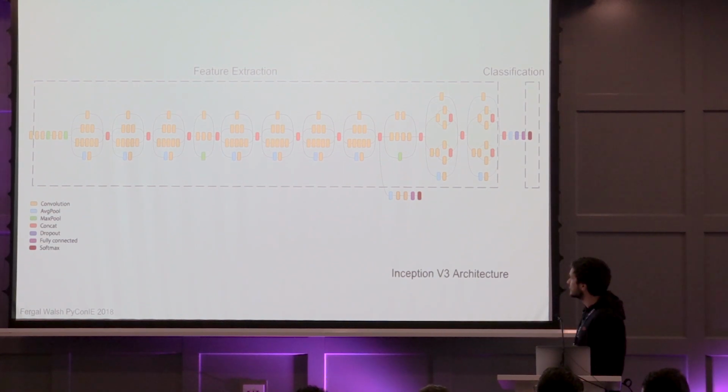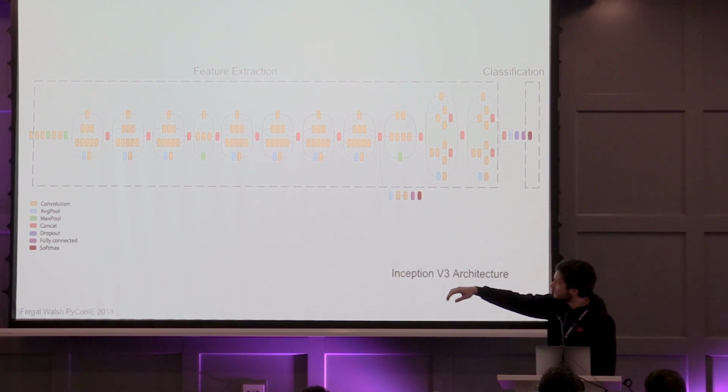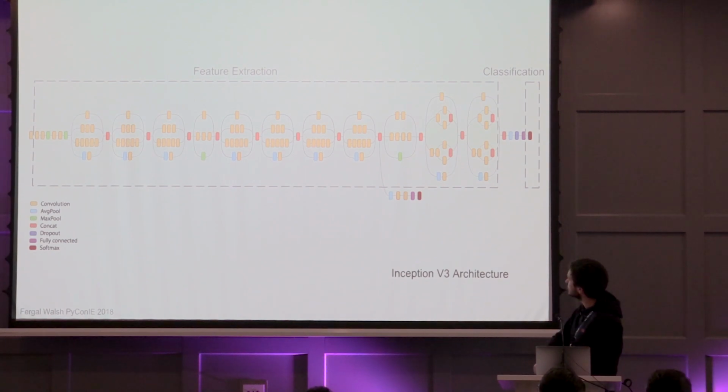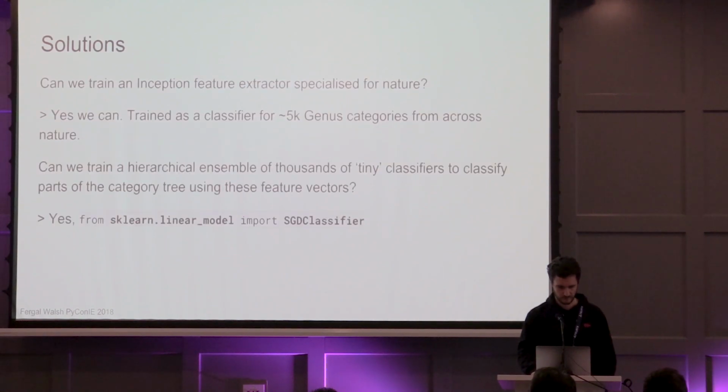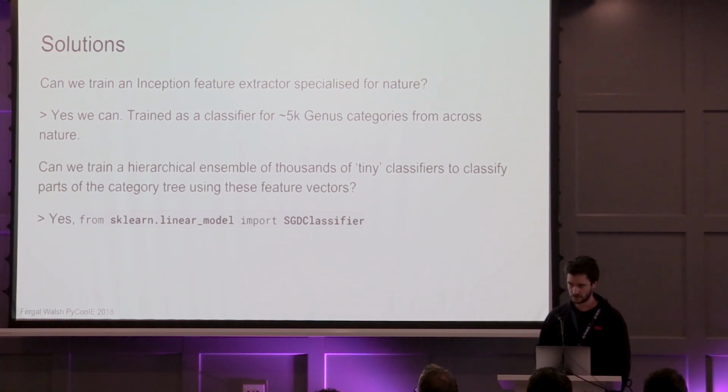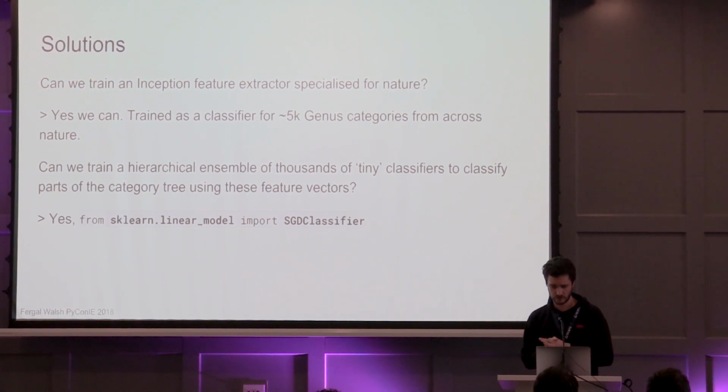So, yeah, this was the inception architecture. Again, most of it is feature extraction, and then at the end is just this tiny classification layer. So we said, okay, let's just try to use this for feature extraction. We trained it on about 5,000 different genus categories from across our category tree. So including moths and butterflies, but also mollusks, plants, birds, a little bit of everything, to try to force it to learn the generic features. And then, using scikit-learn, we trained a lot of linear classifiers.